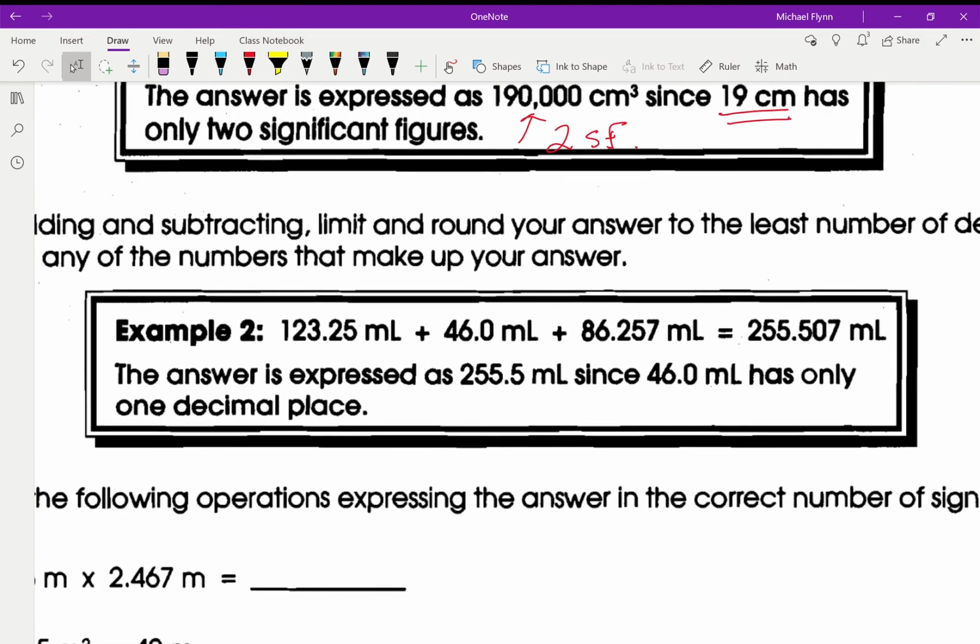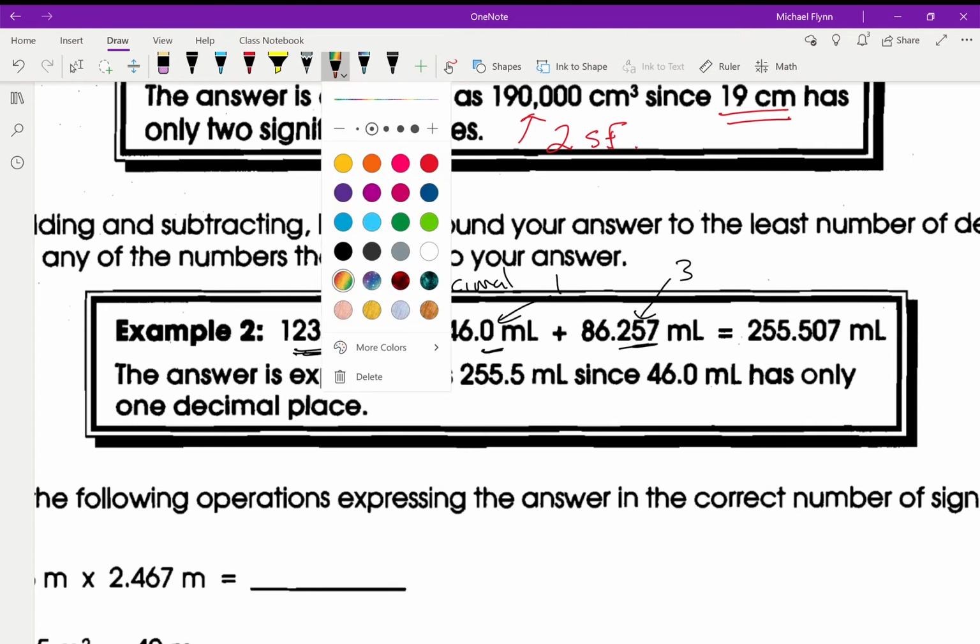Okay, so now look, when you're adding and subtracting, it's a different rule. What we do when we're adding and subtracting is we go by the number of decimal places, not the number of significant figures. So this number here has 2 decimal places. This one here has 1, and this number here has 3. So the rule has to do with precision. So the most precise number has 3 decimal places.